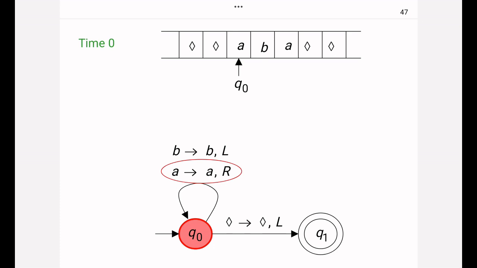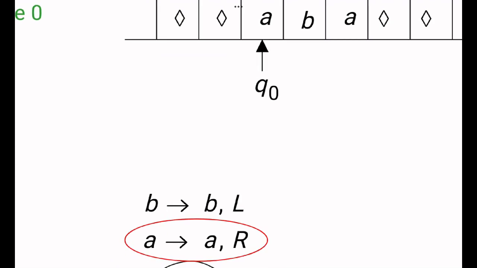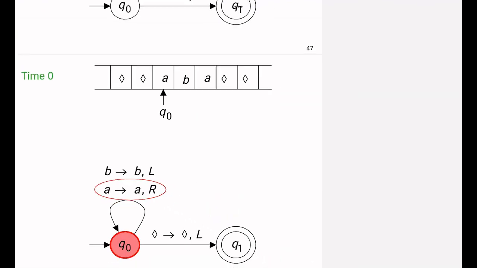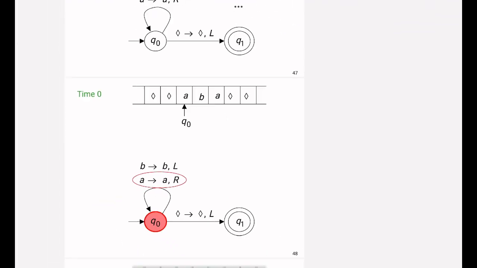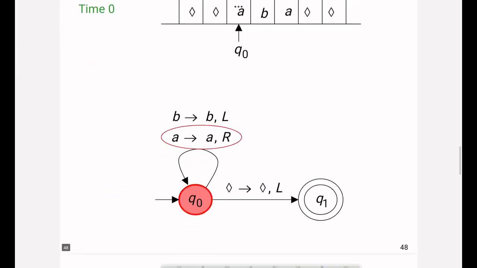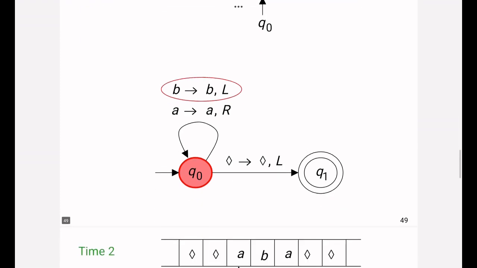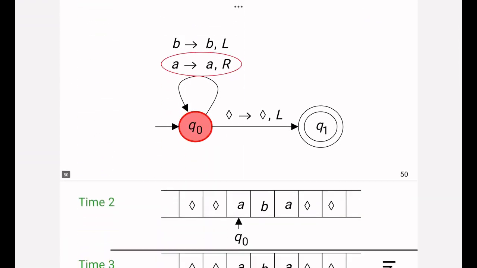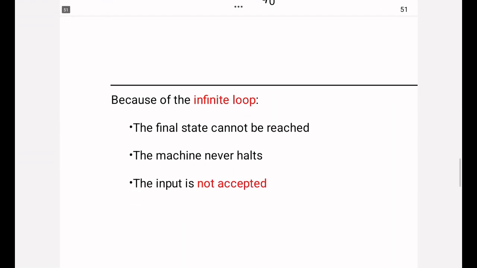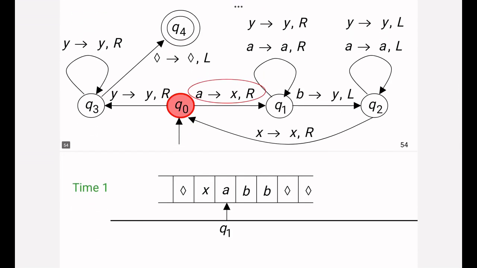In your exam you have to write A replaced by A, move right, and B replaced by B, move left. So in this condition your tape head is going left right, left right, left right, left right. So that is the meaning of infinite loop. I think that you understand. So this is enough. We have given you many examples. Now I will go to another example.